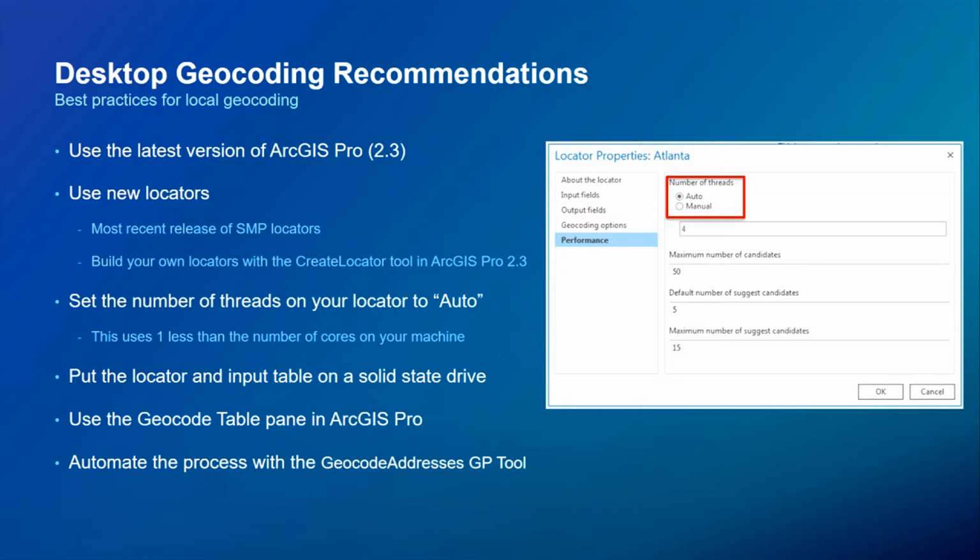We also recommend that you put your locator and your input table on a solid state drive, and that the output you write out to is also on a solid state drive for the best performance. We recommend you use the Geocode table pane in ArcGIS Pro, and you can automate desktop large batch geocoding using the Geocode addresses GP tool. So let's dig in a little bit to that last bullet point.